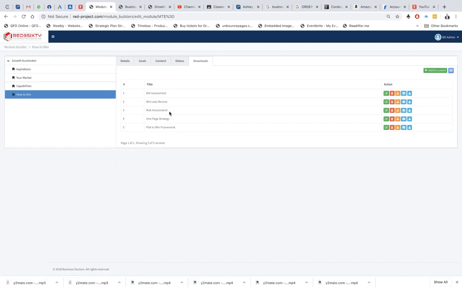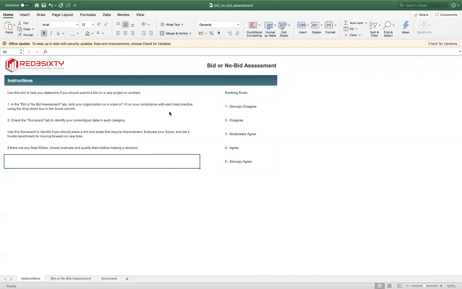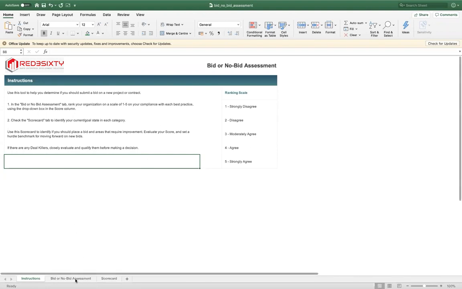The tools are actually quite simple. I will go through all three of them in this video. The bid or no bid assessment is aimed at making sure that the bids that we do target are actually in line with the company's priorities and structure, and that they will add significantly to the company's revenue. Instructions are simple to follow. Again, there is a drop down list within this assessment from 1 strongly disagree to 5 strongly agree.